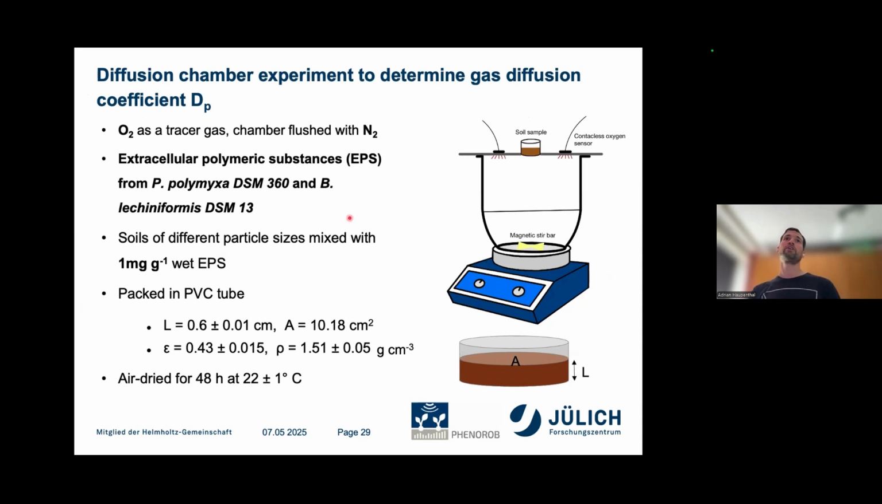So again, the diffusion chamber experiment to determine the gas diffusion coefficient like before. Here I used extracellular polymeric substances from Paenibacillus polymyxa and Bacillus licheniformis. Both are known for their existence in soil, especially the rhizosphere, and both are known for their high EPS production. I mixed them to a content of 1 milligram per gram of soil and packed them again to the same sample size as before, also tested at room temperature.